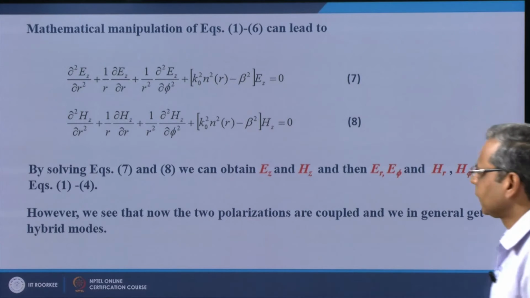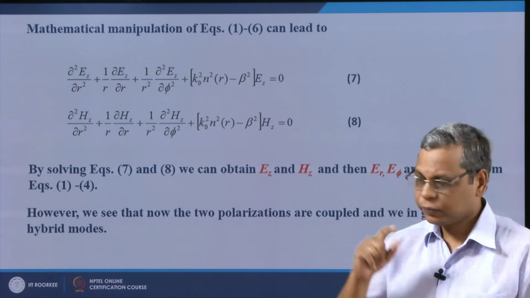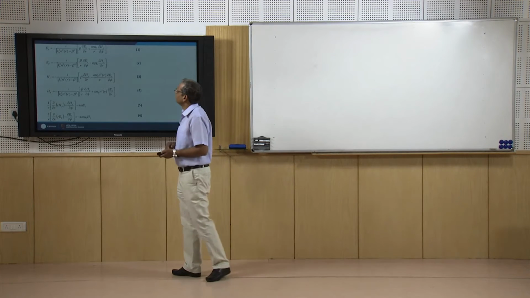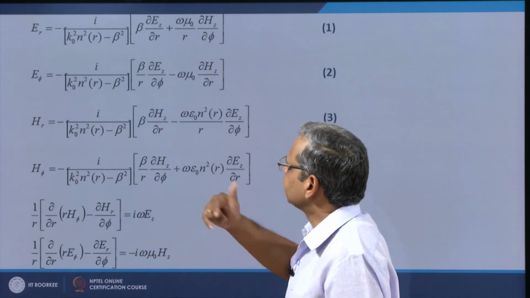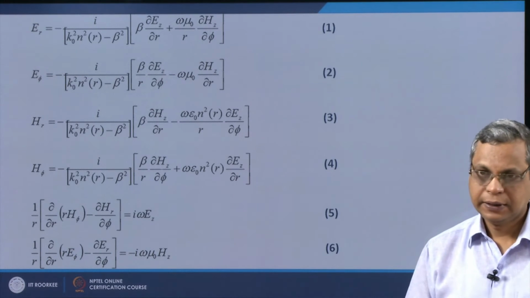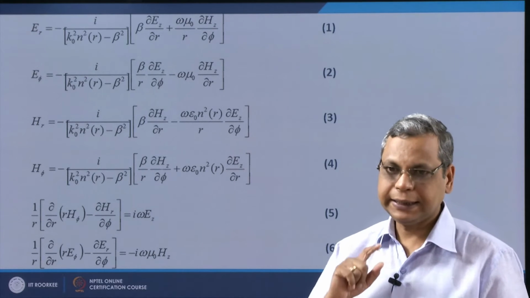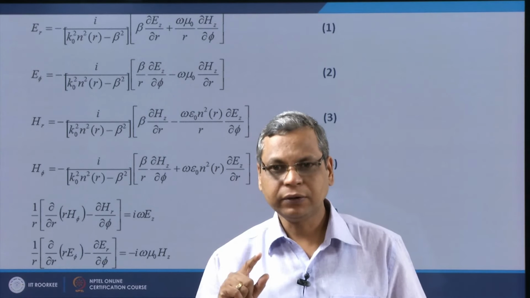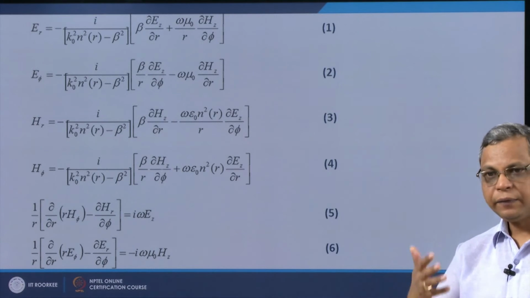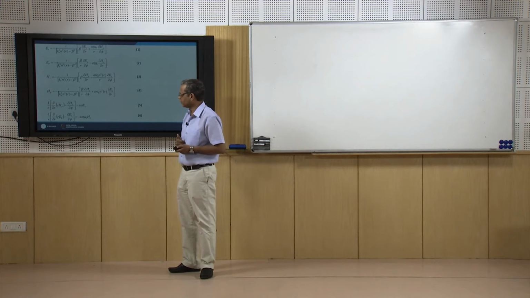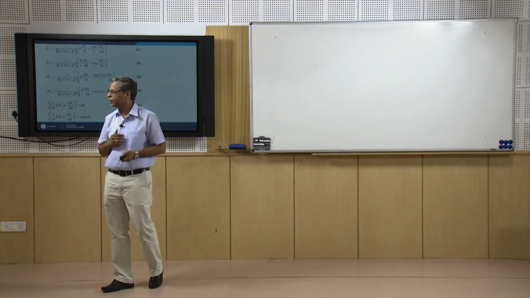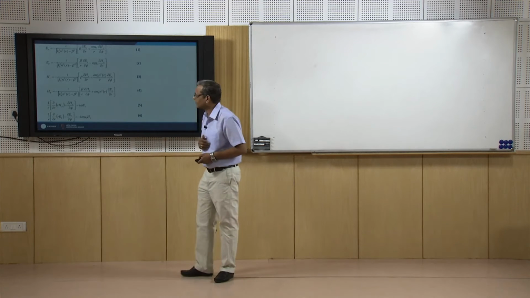However, if you look back to those 6 equations, I cannot find an instance where I can have only Ez or only Hz. That is, I am not able to find where Ez is not equal to 0 and Hz is equal to 0 at one time. I have that simultaneously both are non-zero, which means that now the polarizations are coupled. I cannot separate two orthogonal polarizations.